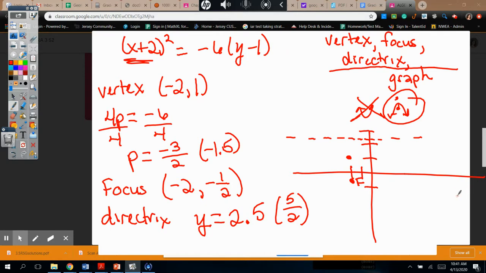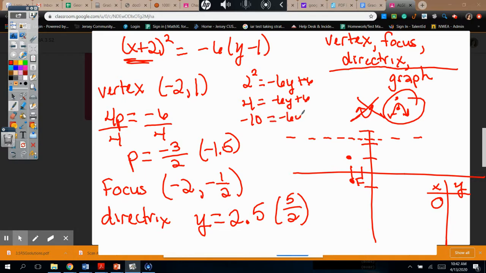We're going to do an XYT table and just pick out 1 point on either side. I'm going to plug in 0 for x here. Plug it into my equation. I get 2 squared equals, I'm going to go ahead and distribute this, -6y plus 6. 4 is -6y plus 6, -6 minus 6. -10 is -6y. Divide by -6, what is that?